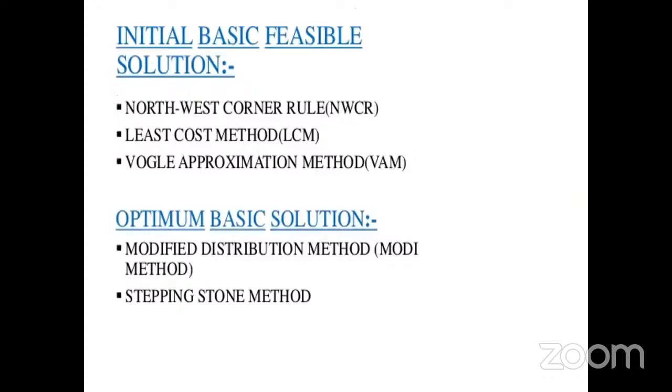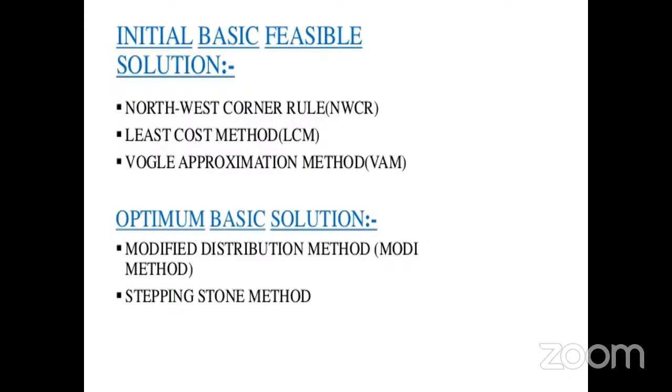To find IBFS, the initial basic feasible solution, there are three methods. One is the northwest corner rule method. Two is the least cost method. Three is the VAM method, that is Vogel's approximation method. These are the three methods to find the basic feasible solution. Whether the solution is there or not, that feasible solution we can find by means of these three methods.